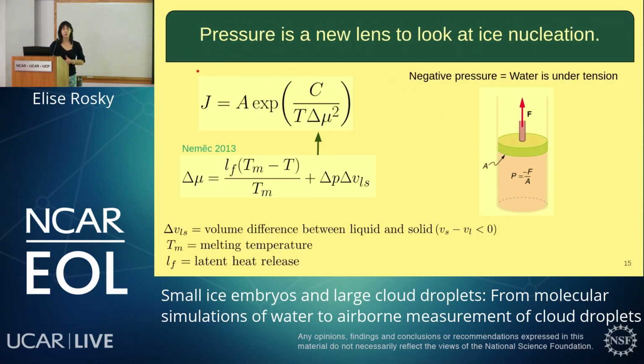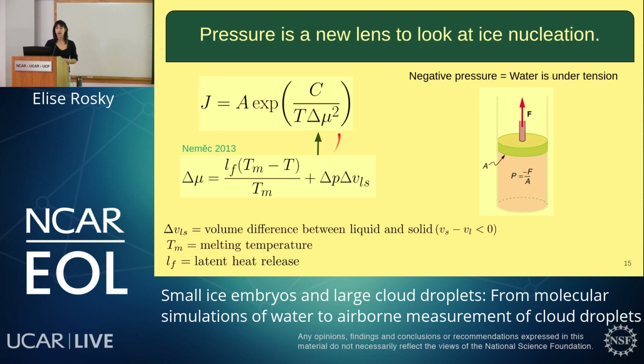As I explained before, classical nucleation theory formulates the nucleation rate to be temperature dependent. But if there's some mechanisms that can increase the nucleation rate without changing the temperature, there must be some other variables that go into the nucleation rate. So our hypothesis is that pressure could be another variable that influences the nucleation rate.